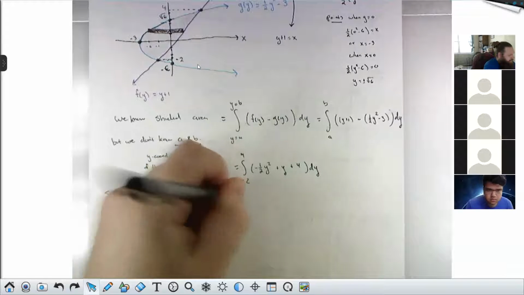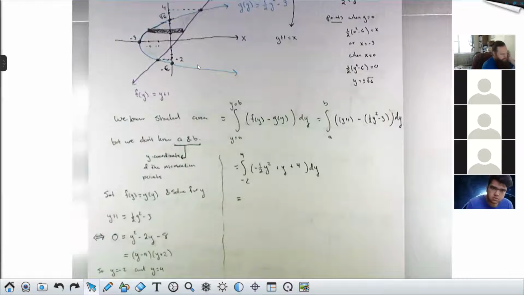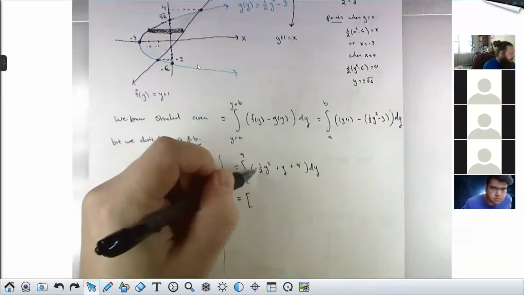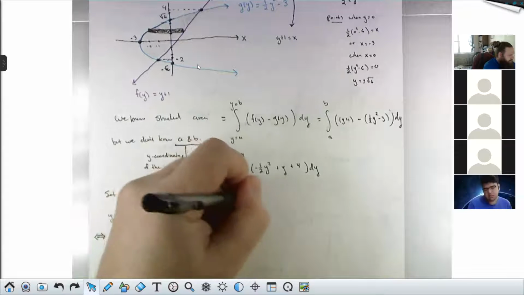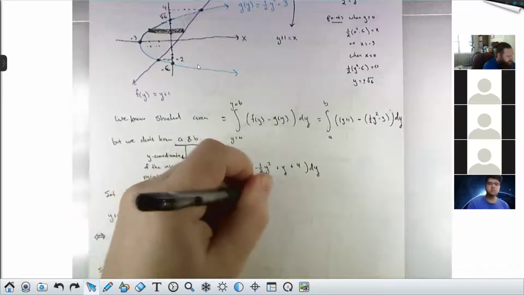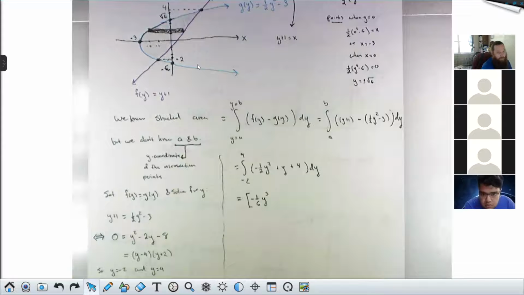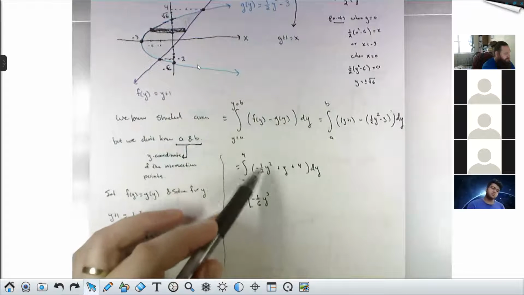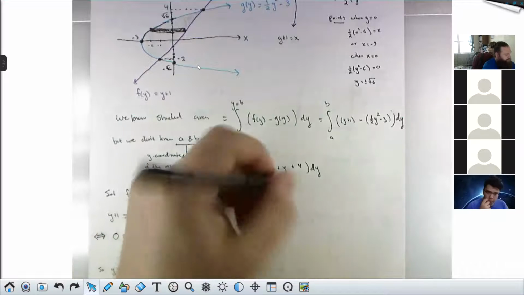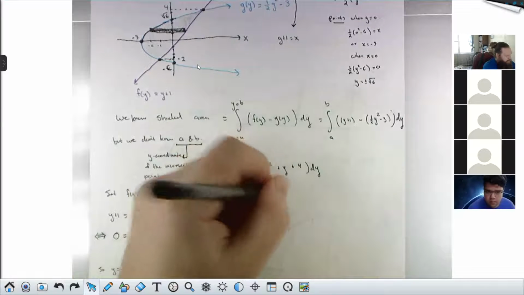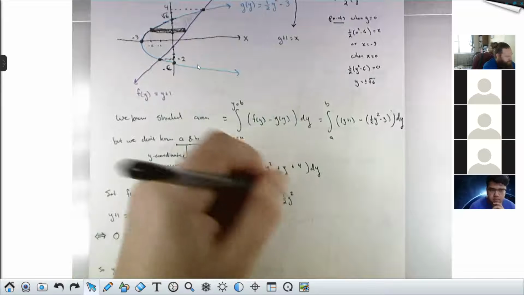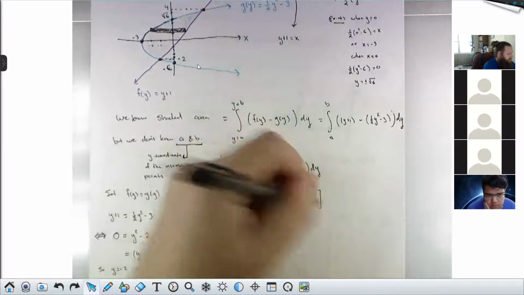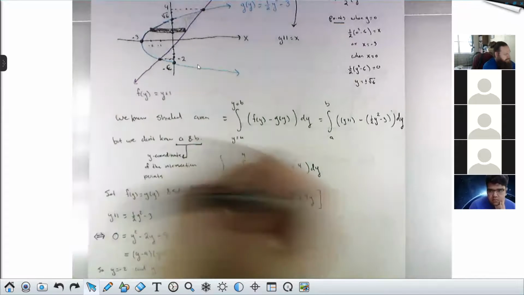As with any definite integral, we need to calculate an antiderivative and then evaluate that antiderivative between some bounds. Antiderivative of -1/2 y squared is -1/6 y cubed. I'm just increasing the power by 1, so the 2 becomes a 3, and then you divide by that new power. When I divide -1/2 by 3, I get -1/6. Plus integral of y is 1/2 y squared. And the integral of 4 is 4y. And this gets evaluated from -2 up to +4.